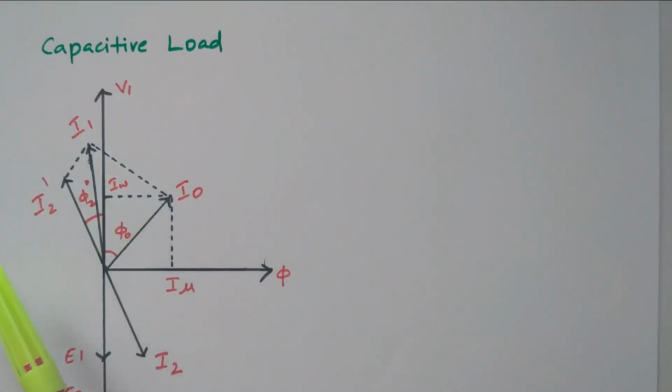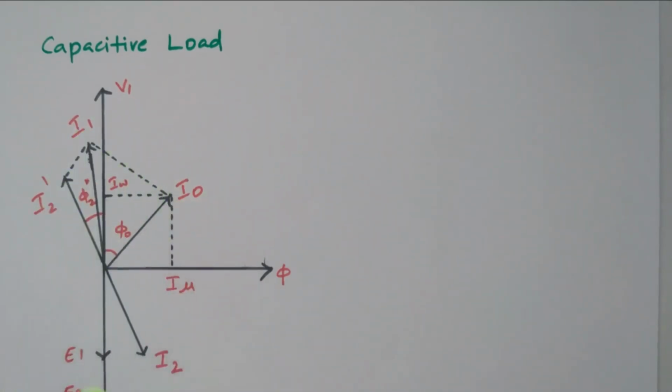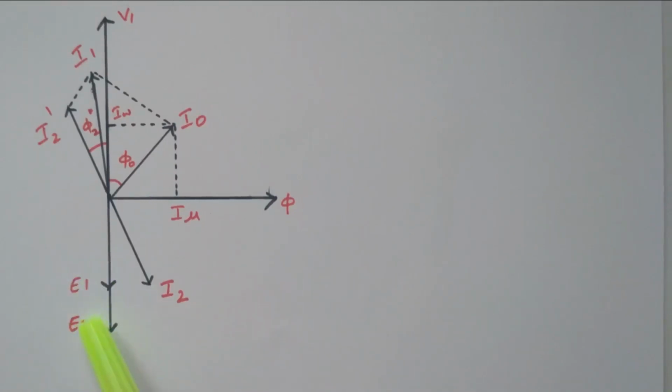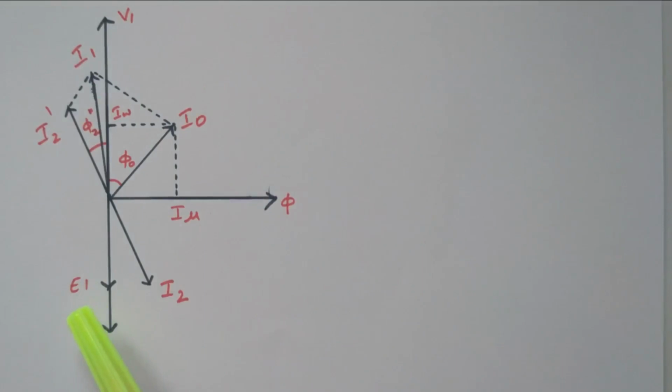In case of resistive load, it is in phase. In case of inductive load, I2 is lagging. In case of capacitive load, I2 is leading. The vector sum of I2 dash and I0 is nothing but the total primary current I1. Similarly, E1 and E2, the induced EMFs, are anti-phase with V1 because of Lenz's law.